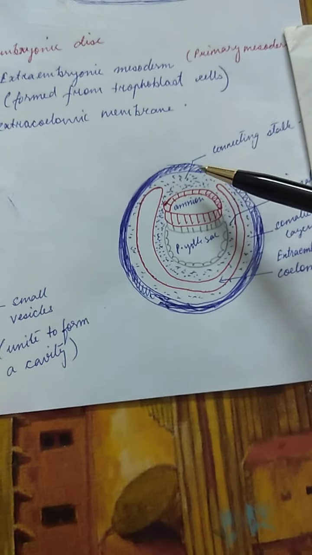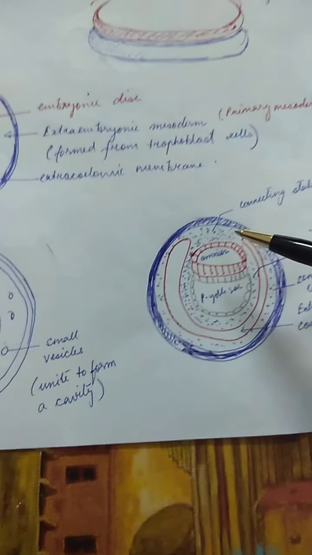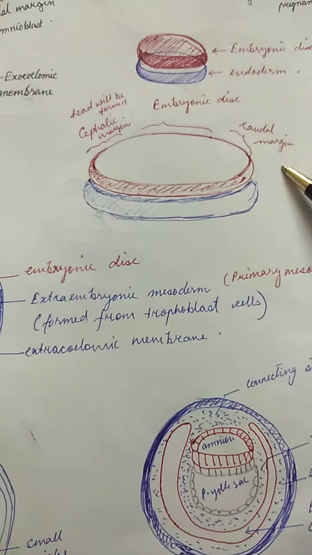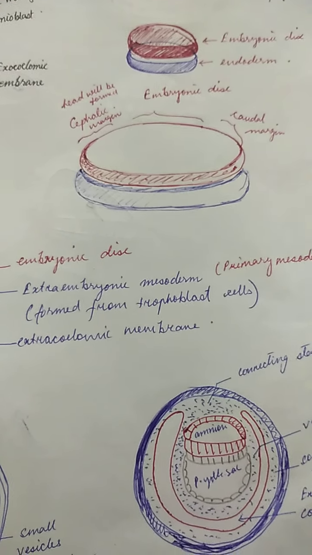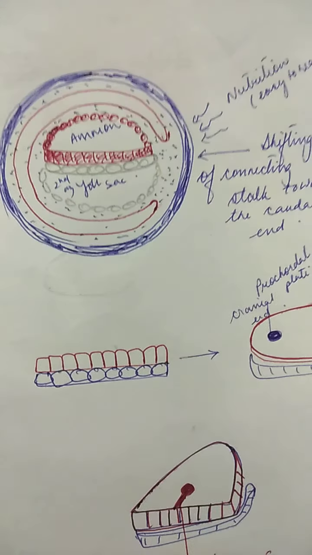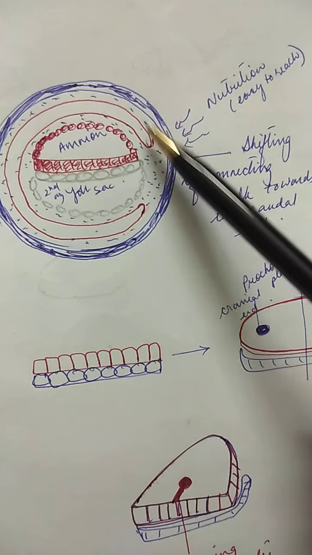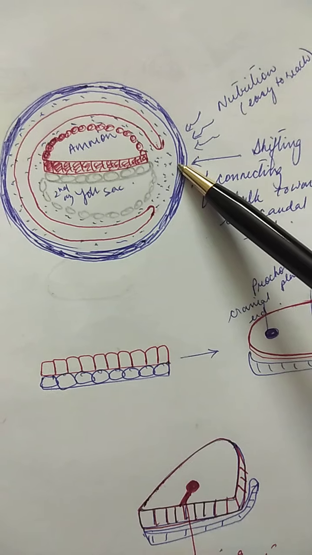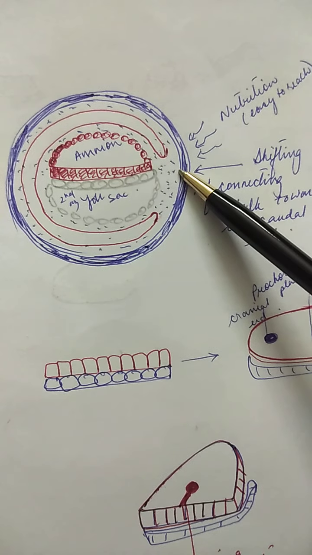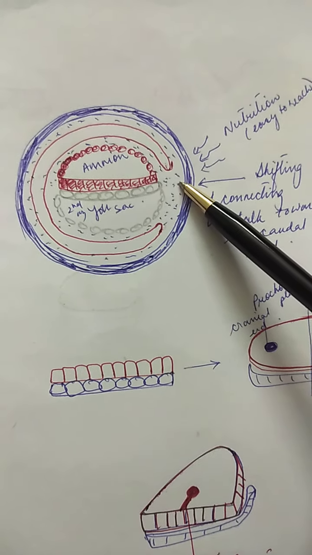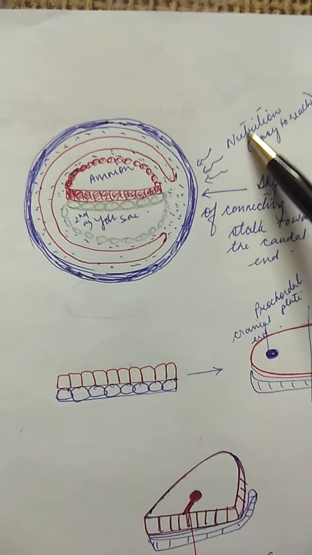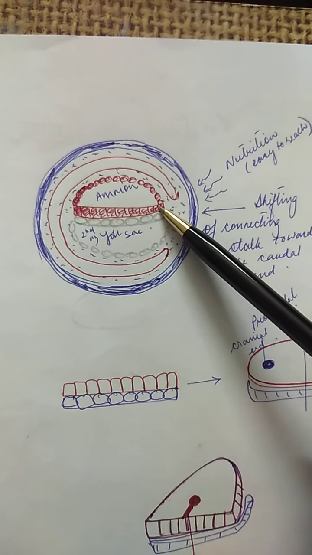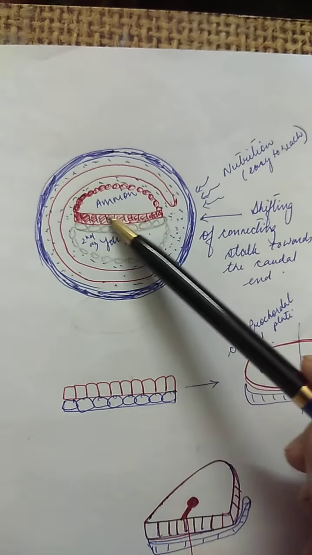This connecting stalk now shifts towards the caudal margin. As we can see here, the connecting stalk was at the animal pole. Now it has shifted towards the end of the caudal region of the embryonic disc. Here it is shifted because the nutrition will be easily absorbed by the embryonic disc.